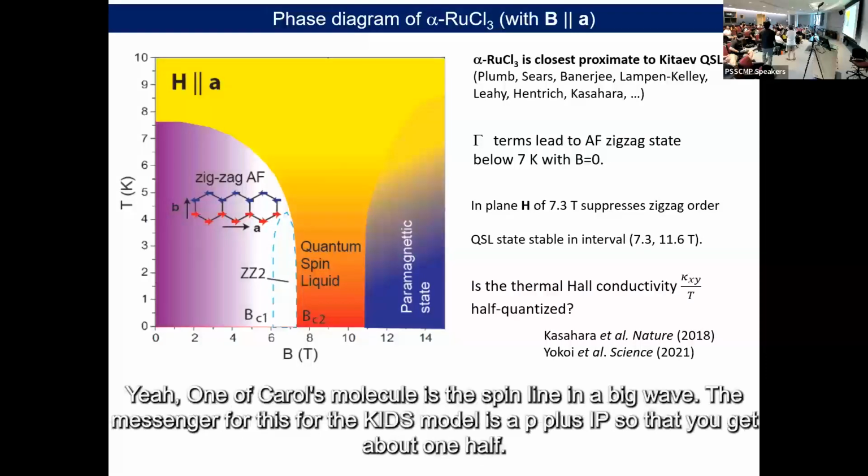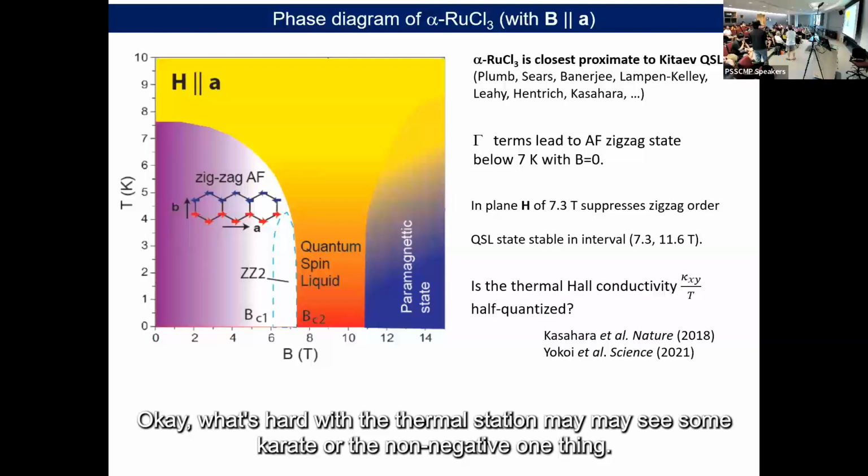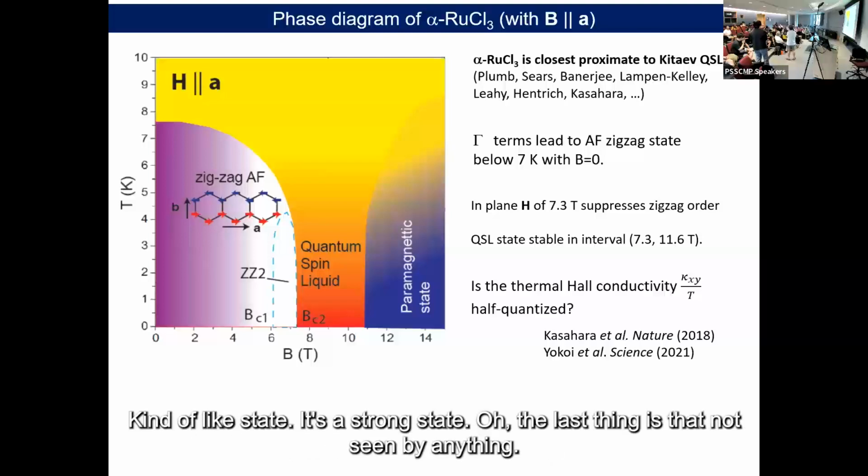Yeah, I don't know what you mean. But one chiral spin liquid is a spin liquid in a D wave, p plus ip. I think for the Kitaev model, it's a p plus ip, so that you get 1/2. However, you don't even see p plus ip, so probably maybe time reversal is broken, but there are no chiral edge states. However, the thermal excitation may see some chirality, but not in the ground state. The chiral edge state is probably a ground state property, but that seems not seen by the physics.